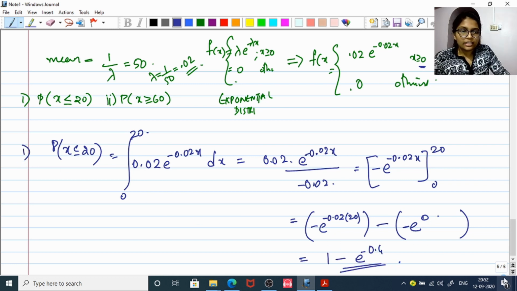And second question, what is P of x greater than or equal to 60? As I just said in the previous part, P of x greater than or equal to 60 means it is simply 1 minus P of x lesser than or equal to 60. Okay, so it is again 1 minus integral, upper limit is 60 and lower limit for exponential distribution is 0 only. So solve it up.